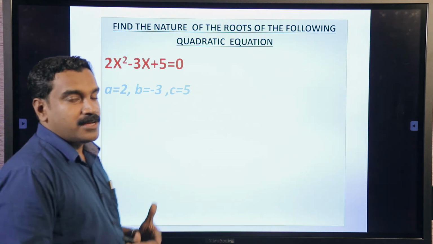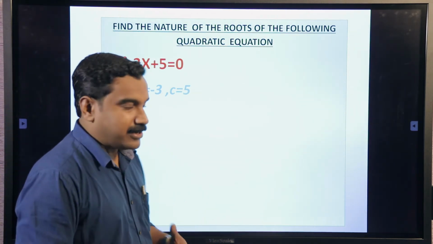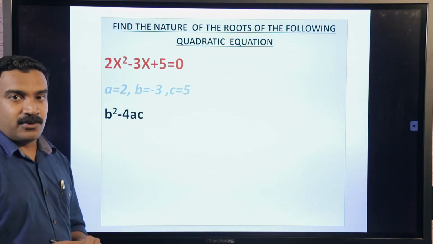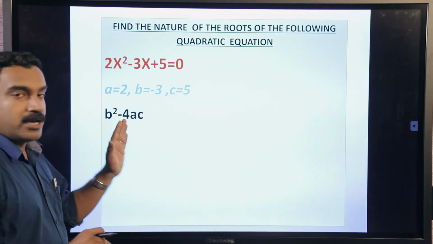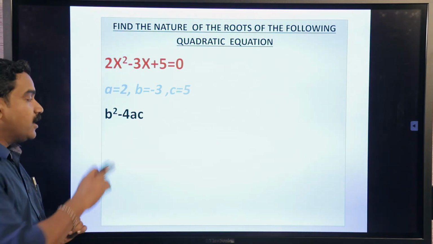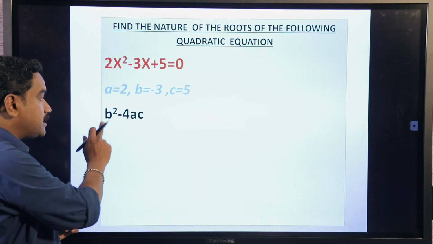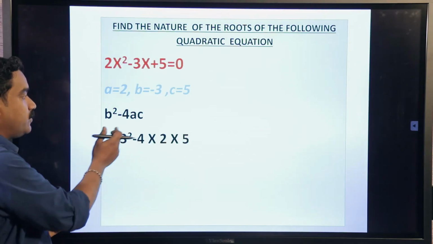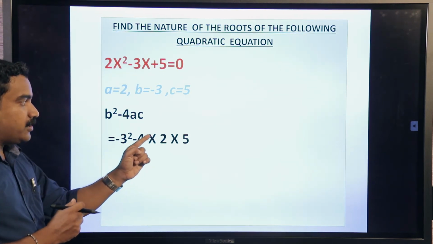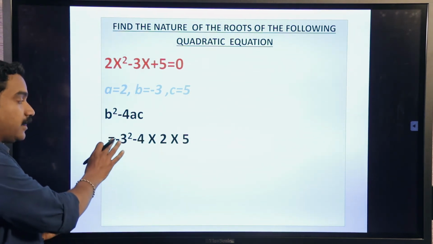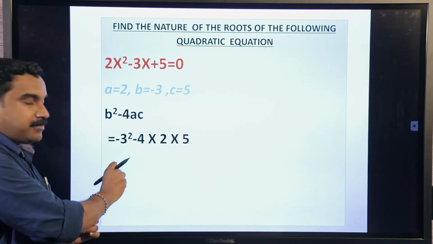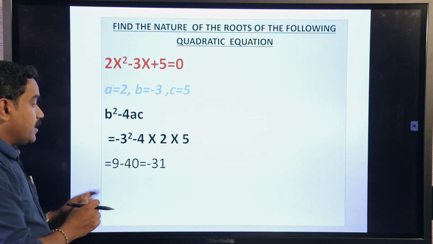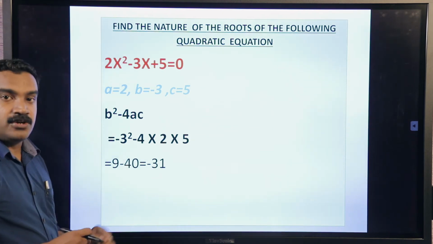Then what is the next step? Next step is to find the discriminant. b square minus 4ac. Don't write equal to 0. Write b square minus 4ac and substitute the values. b is negative 3, so it is negative 3 square minus 4 into 2 into 5. Negative 3 square is 9. 9 minus 4 into 2, 8. 8 into 5 is 40. So 9 minus 40 is negative 31.